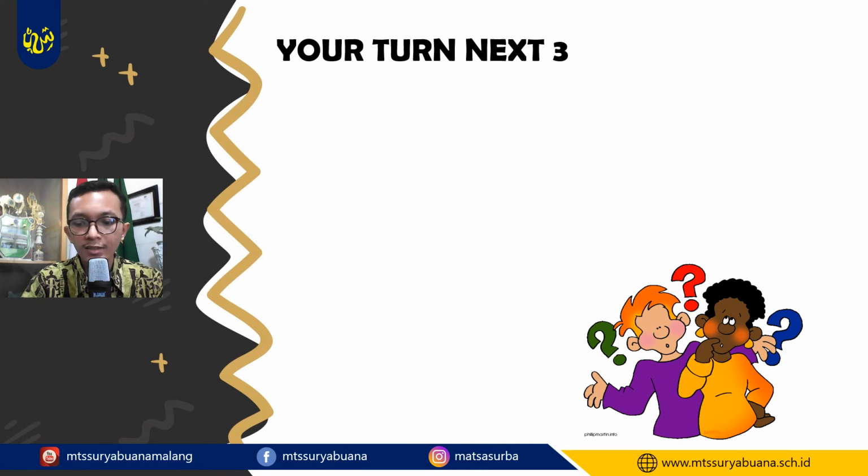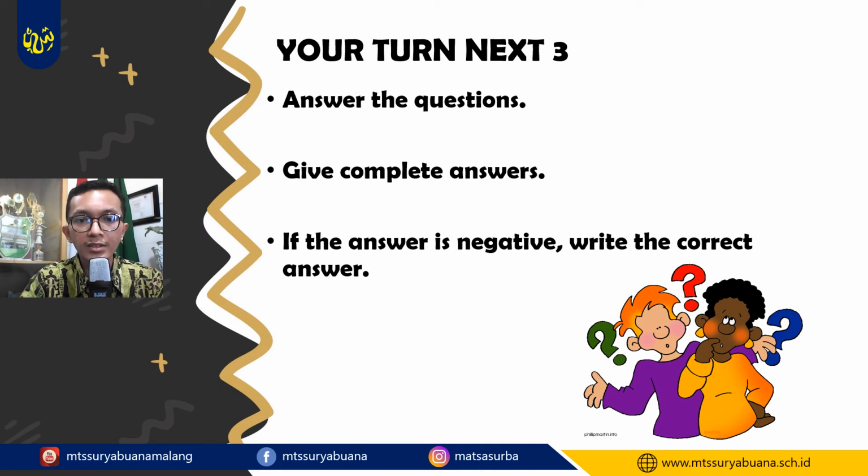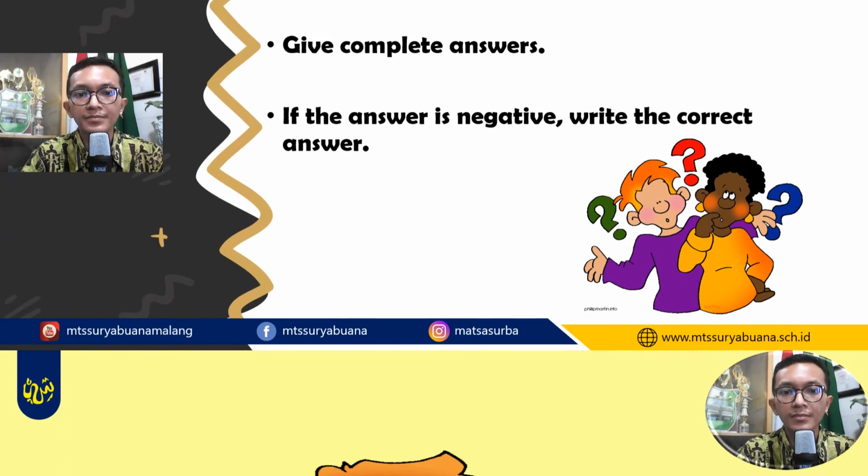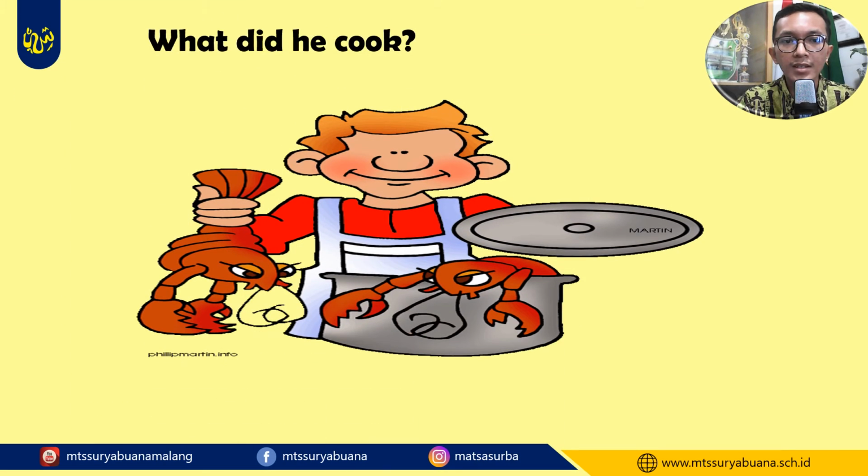Well, students, let's do the practice again. Answer the question, give complete answers, and if the answer is negative, write the correct answer. Okay, students, let's do it together. This is the picture and the question. What did he cook? He cooked 2 lobsters.